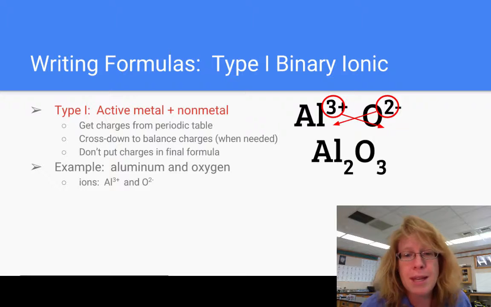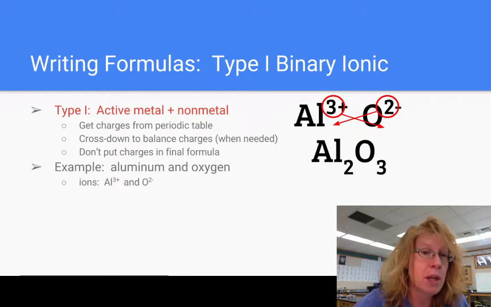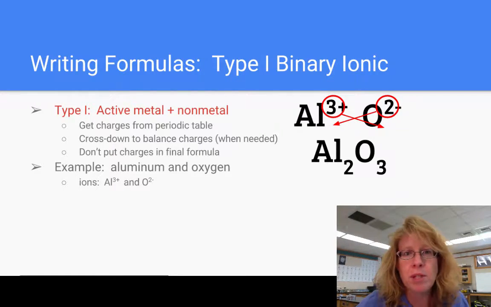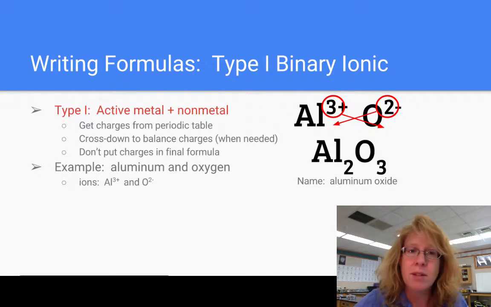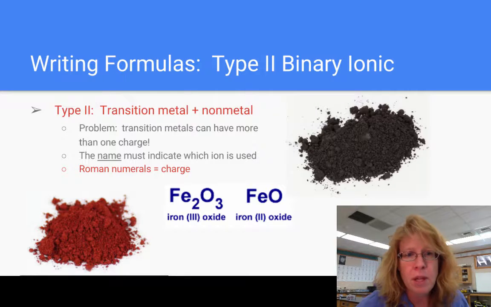And again, just as a reminder, for the name of this, we name the metal, and then we name the non-metal, but we change the ending to -ide. So aluminum oxide is the name of that. So again, this is the type that we've already covered. Okay, moving on.